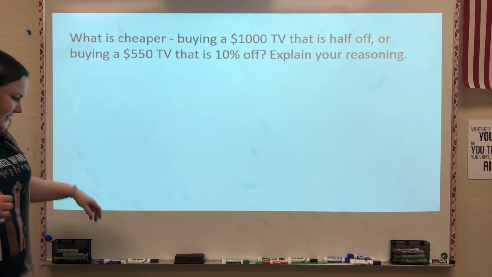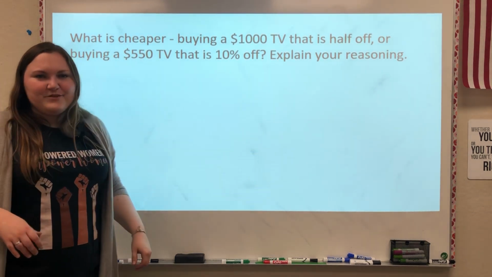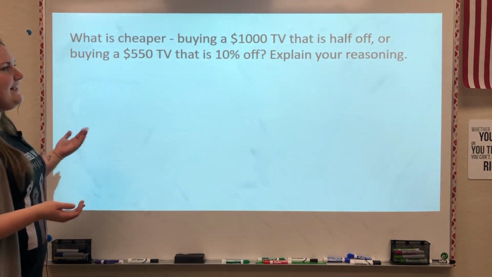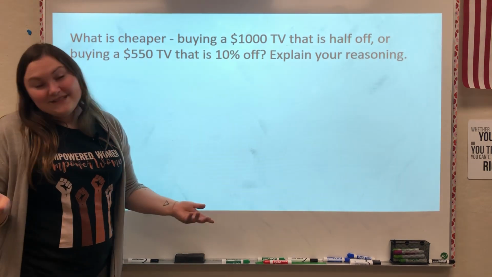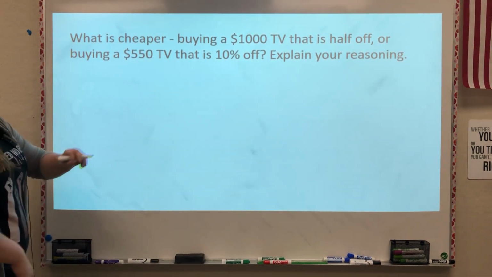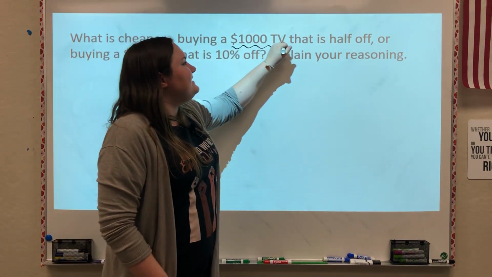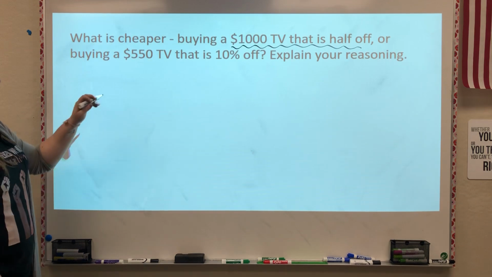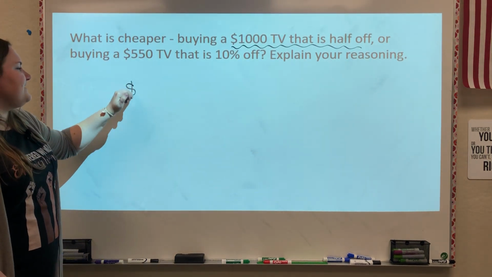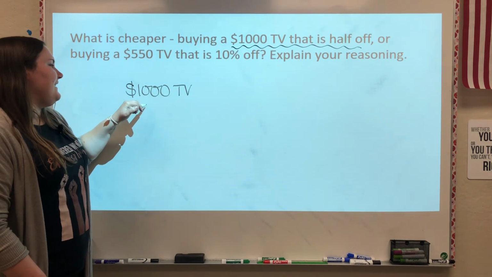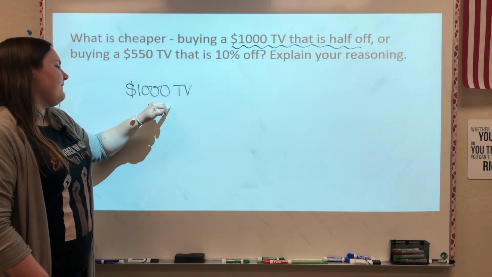All right. So similar to that first question, we were comparing the 2 fraction amounts. That's really what this is getting at, is comparing the 2 TV amounts and seeing which is a better deal. I'm going to start off with this first TV, a TV that costs $1,000 that is half off. So our first option is the $1,000 TV that is half off.